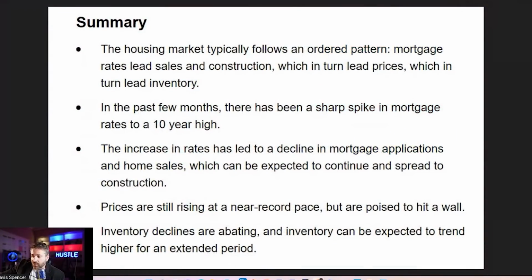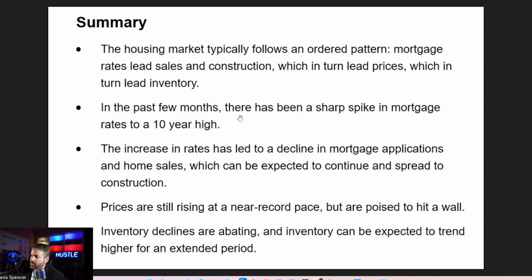But let's get started on this article right now. Again, you guys, I really want to encourage you to read this article on your own. But here's the summary. The housing market typically follows an ordered pattern. Mortgage rates lead sales and construction, which in turn leads prices, which in turn lead inventory.